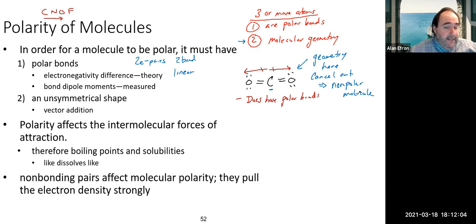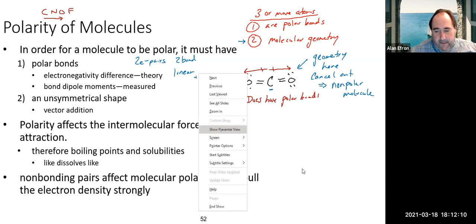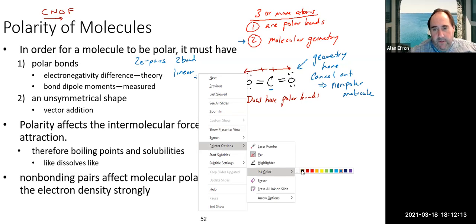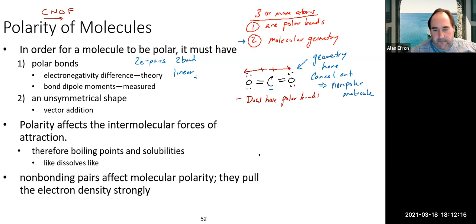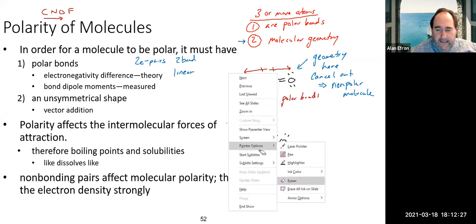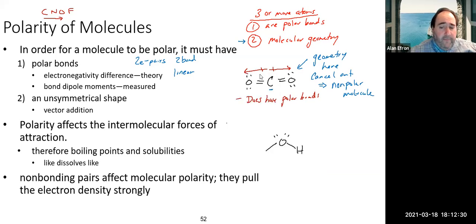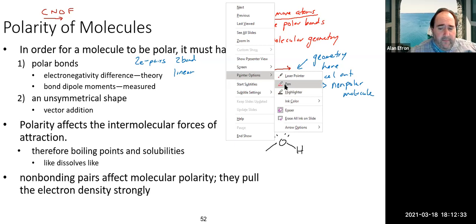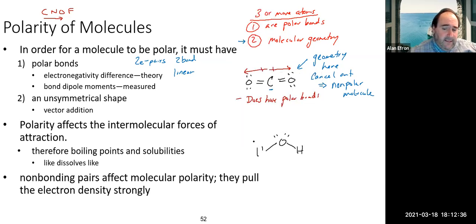Okay. Then let's take a look at another common example, and that is our good friend water. And when we look at water, it looks something like this. And again, here, the first thing that we really want to look at is, are there polar bonds in water? And when we talk about polar bonds in water, what we are looking at is the electronegativity difference in this case between the hydrogen and the oxygen. And between the hydrogen and the oxygen, the oxygen is going to be more electronegative.